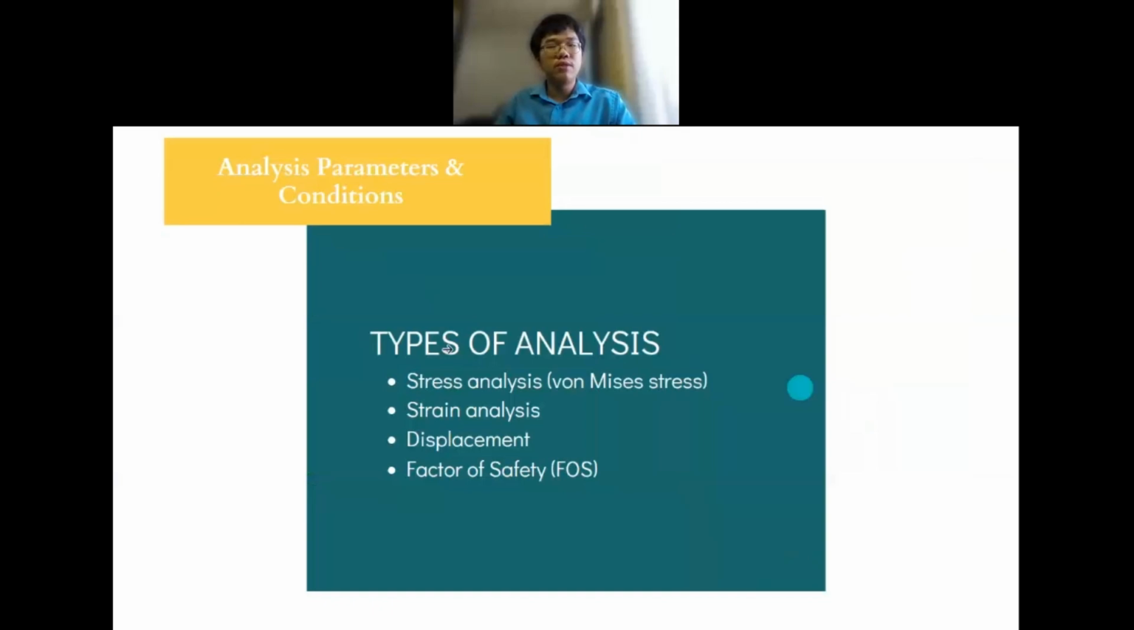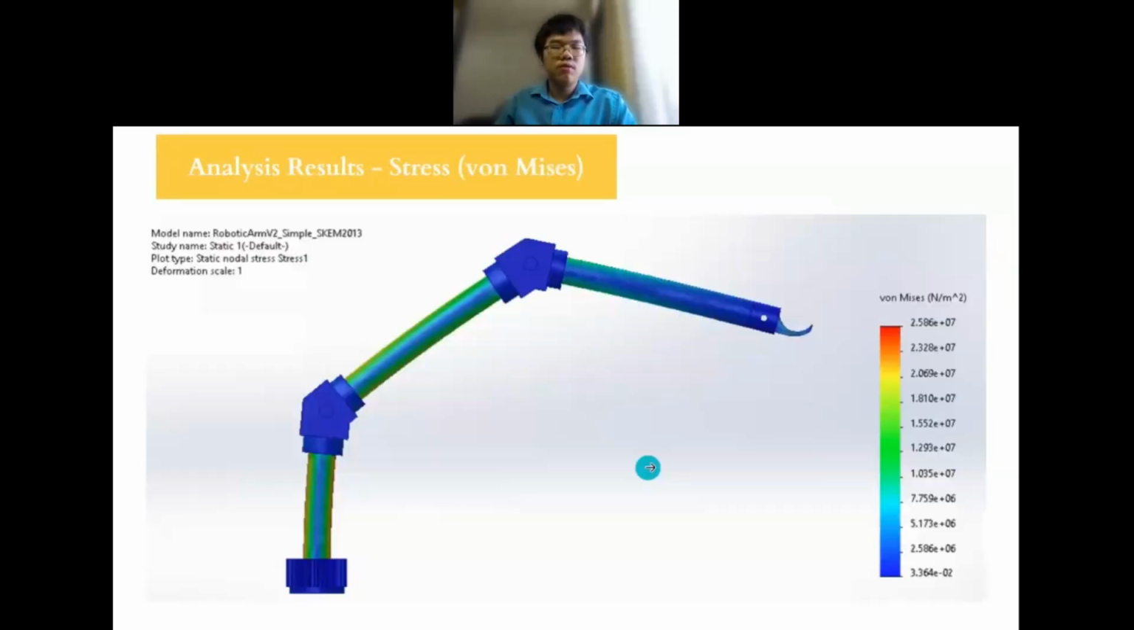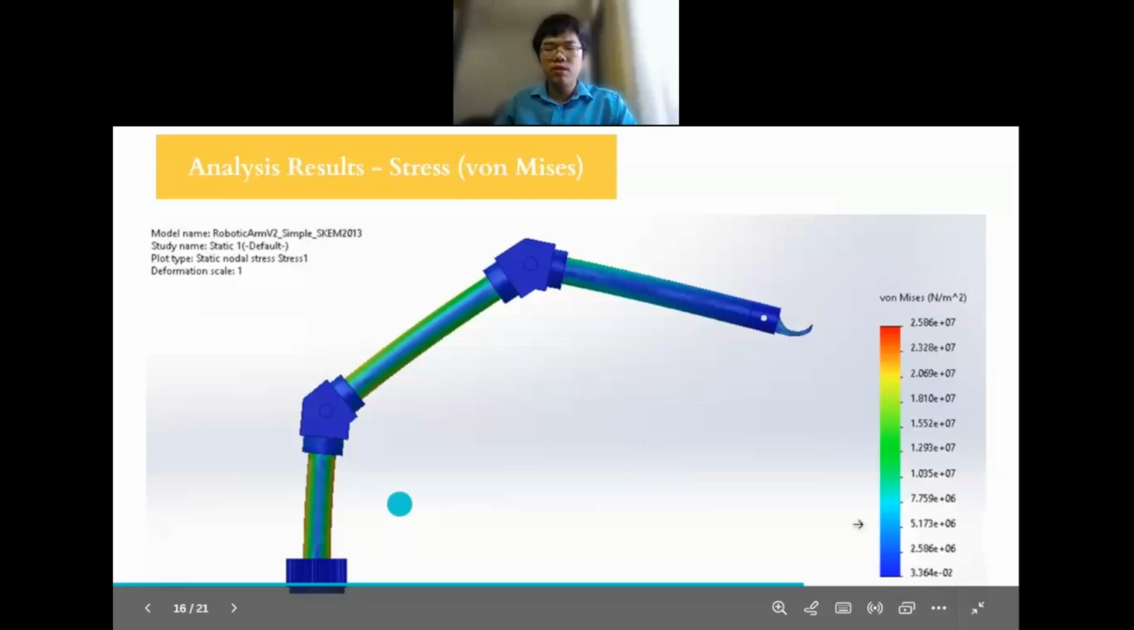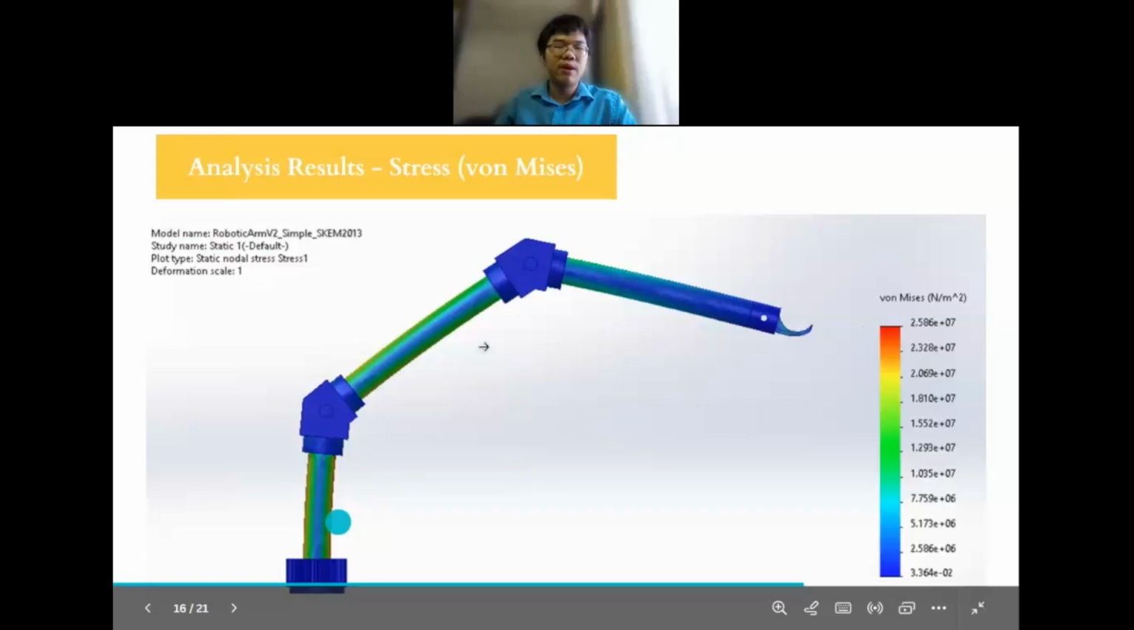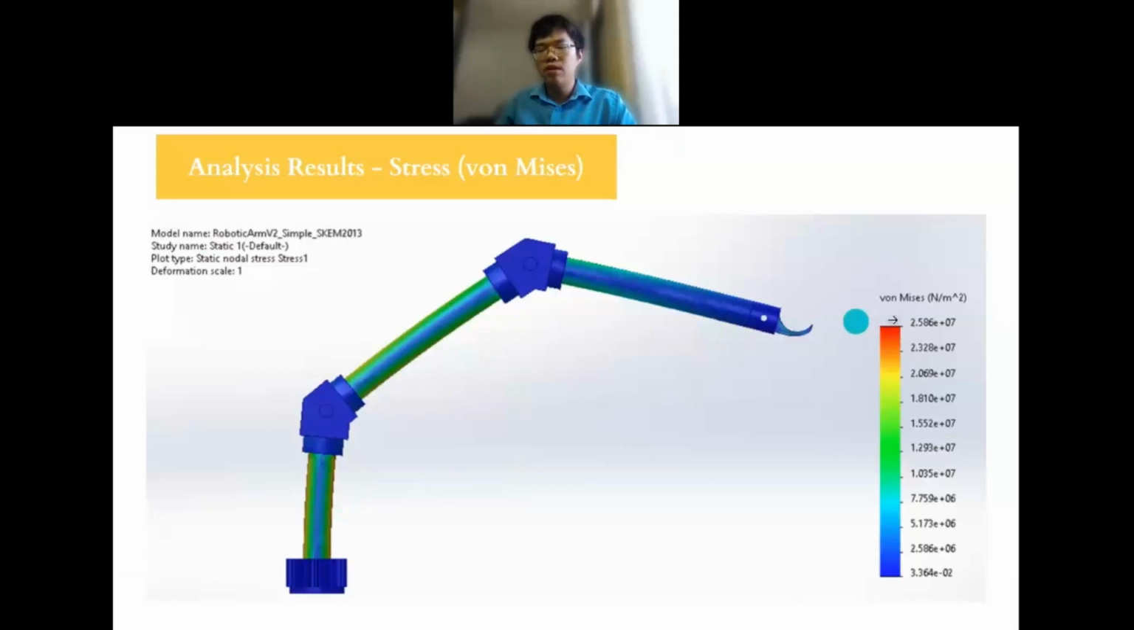The types of analysis that we did were stress, particularly von Mises stress, strain, displacement, and factor of safety. For the stress analysis, it ranges from 3.364 times 10 to the power of negative 2 pascals up to 25.8 megapascals. Most of the highest stresses are observed on the sides of the pipes. Since the maximum stress from the simulation does not exceed the yield stress of rigid PVC, which is around 45 megapascals, we can be assured that the arm will not fail mechanically.